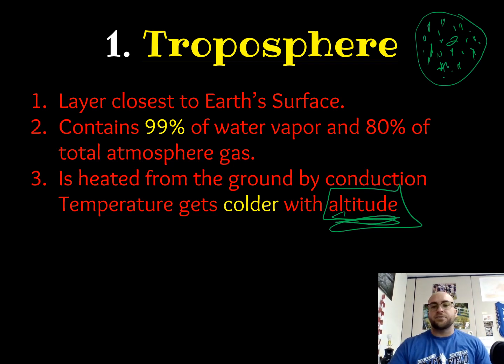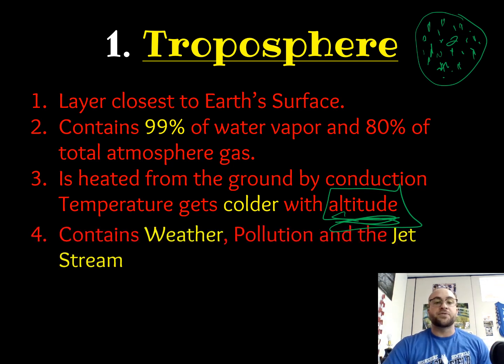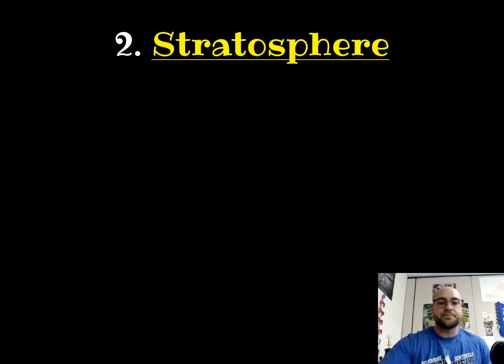If we were in the exosphere, we would not be having that luxury. The troposphere is going to contain weather, it's going to contain our pollution, and it contains this fancy thing known as the jet stream, which we will talk about later in this unit. Well, let's go to layer number 2.